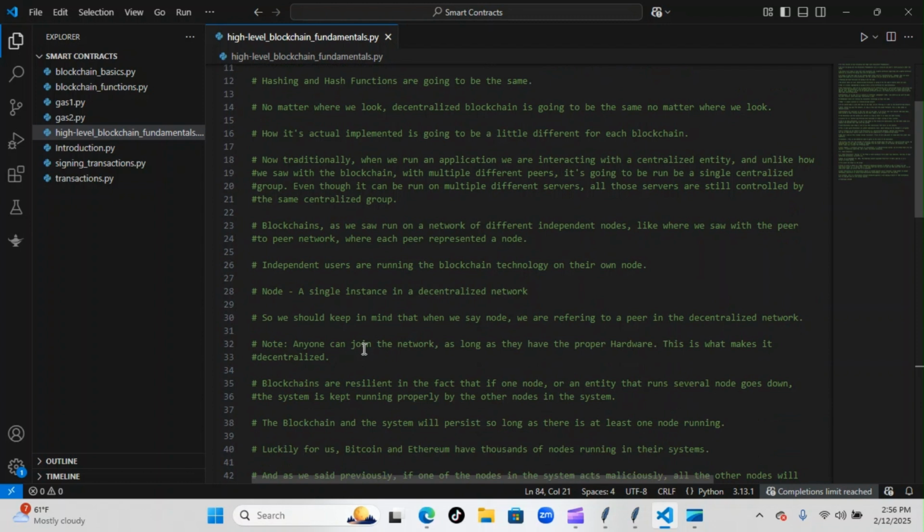Now, note, anyone can join the network as long as they have the proper hardware. Now, this is what makes it decentralized. Blockchains are resilient in the fact that if one node or an entity that runs several nodes goes down, the system is kept running properly by other nodes in the system. The blockchain and the system will persist so long as there is at least one node running. Luckily for us, Bitcoin and Ethereum have thousands of nodes running in their systems.